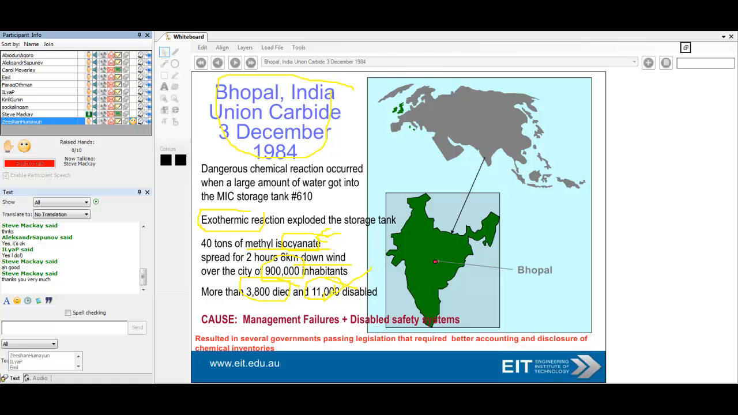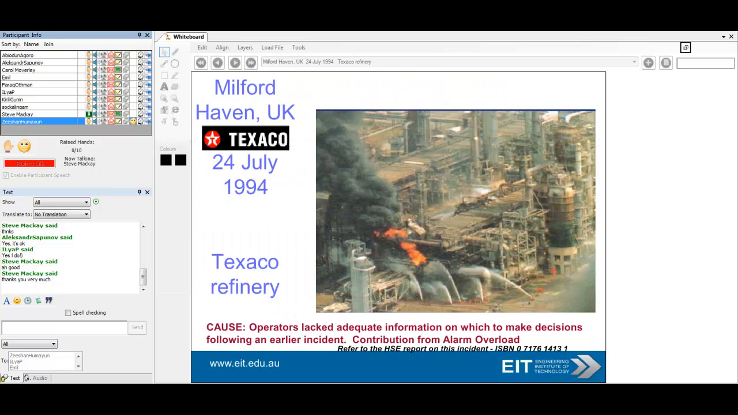Milford Haven, Texaco refinery, well, we've probably canvassed that already. In fact, we ran a training course a few months before then, oddly enough. And again, operators lacked information on which to make decisions. And again, there's a bit of alarm overload, or we could probably say also cognitive overload. Alarm overload means so many alarms occurring that the poor operator doesn't know what to do. So, of course, the operator is not able to take corrective action. So again, you can see what I'm driving at here. Lots of problems which could have been avoided.